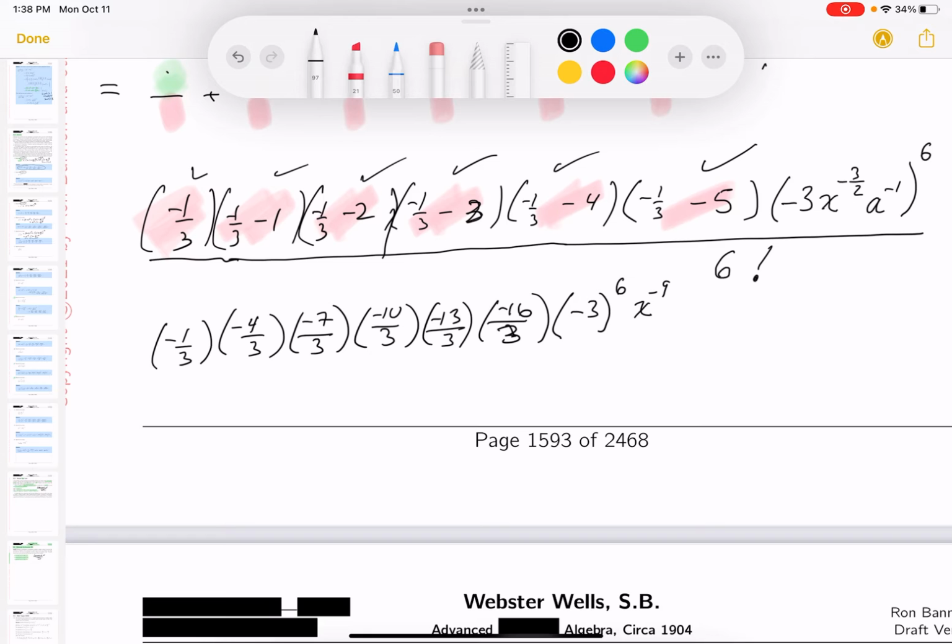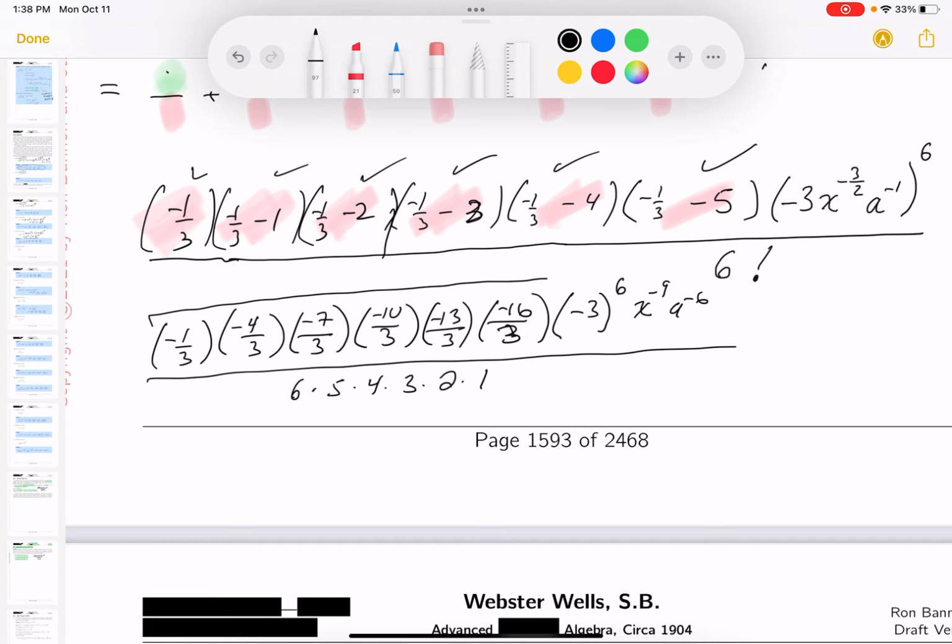And then you get a to the minus 6. What do you get on bottom? 6 factorial, which is 6 times 5 times 4 times 3 times 2 times 1. Now let me just talk about the sign of it first. Let's count them up again: 1, 2, 3, 4, 5, 6. It's an even number of terms, so it's definitely a positive number. And there's an even number of factors there.